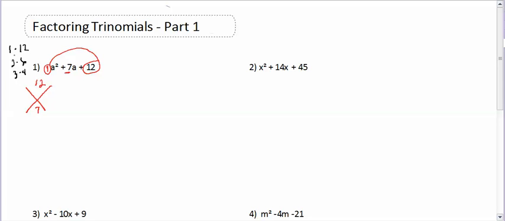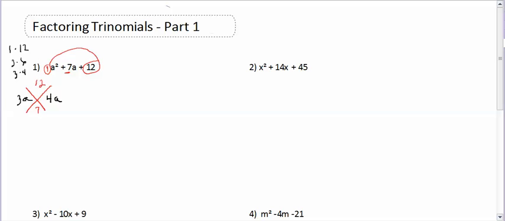So 12 and 1 is 13. That doesn't work. 6 and 2, 6, 7, 8. That's 8. Doesn't work. 4 and 3, 4, 5, 6, 7. Oh, 4 times 3 is 12, and when I add 4 plus 3 together, I get 7. So my numbers that are going to go on the side are 4 and 3. Okay, I'm going to put my variables with these numbers on the side.